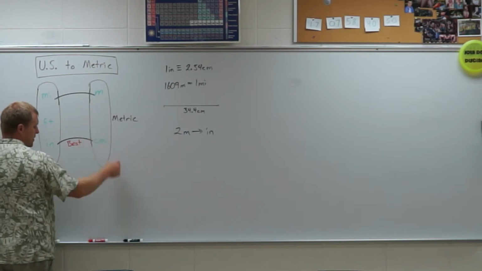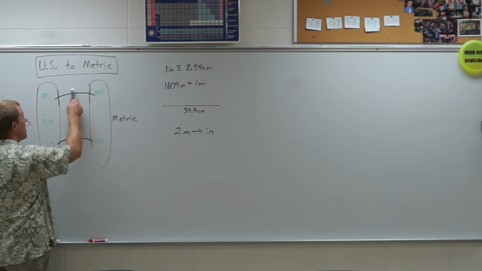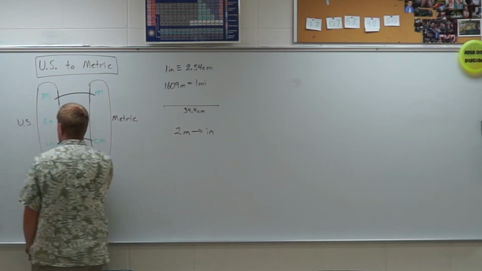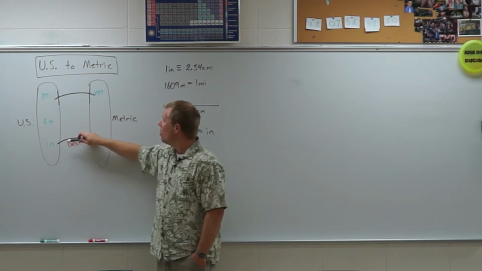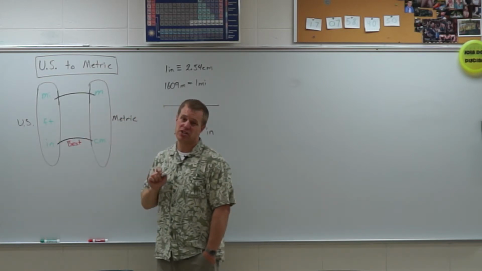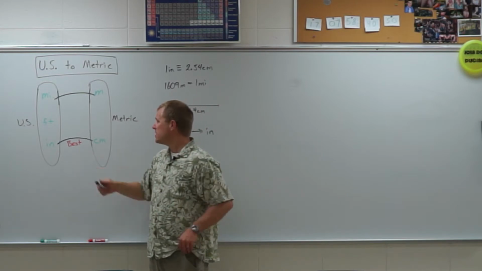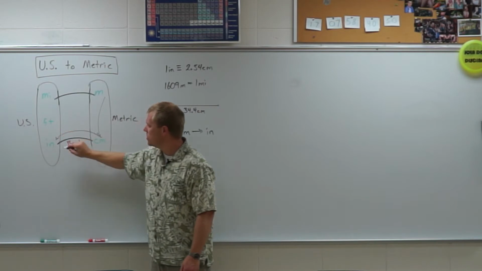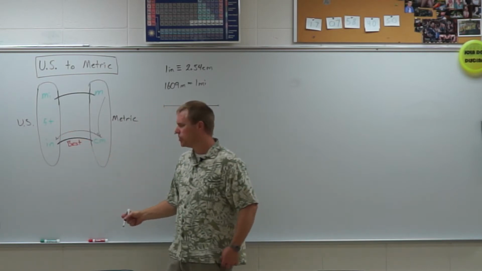So what I'll do is I'll say, well, I could cross over right away to the US side, to miles, go down to feet, and then down to inches. Or I could go from meters to centimeters and then across the best bridge to inches. And that's the path we're going to want to take. From meters to centimeters, centimeters to inches. We're going to want to go across that best bridge.